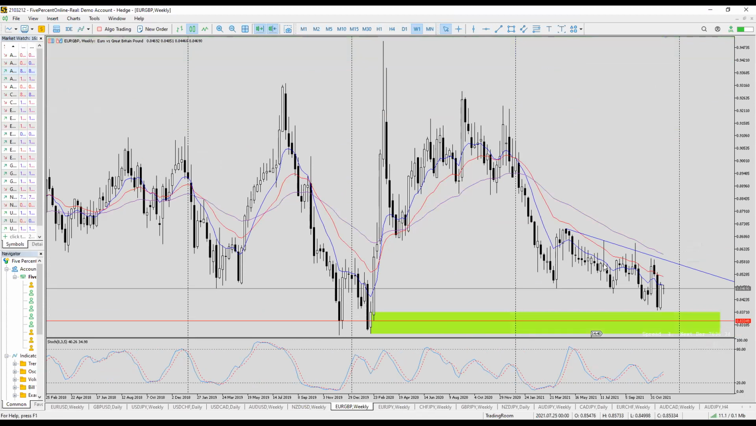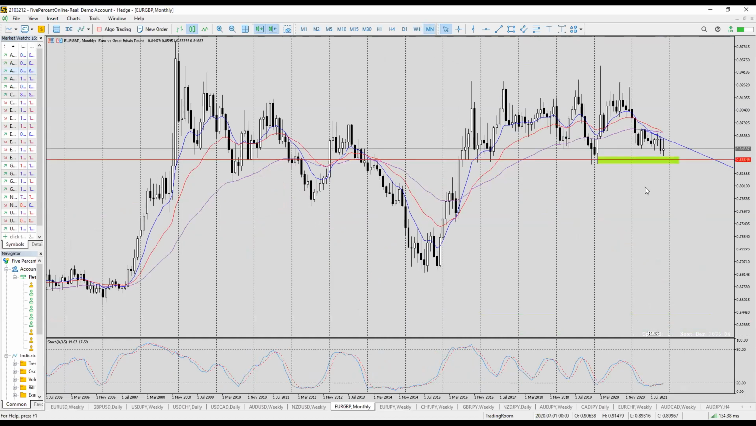Euro pound, I spoke about it. Seems like it's compressing into this demand zone. Maybe it hasn't touched it quite yet. It could make another move to the downside, but it's already showing some bullish divergence. It's compressing into this demand zone, and we could definitely see an upward move on euro pound.